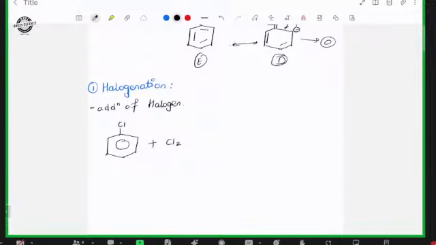Now, even if you put chlorobenzene and chlorine together, they won't react. So for that, you need a reagent, that is anhydrous FeCl3. You have to keep these reagents in mind. FeCl3. Okay. So what do you do? You have to draw the reactant twice. That is chlorobenzene. You have to draw it twice.